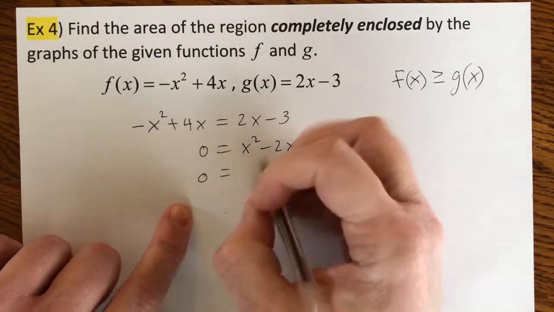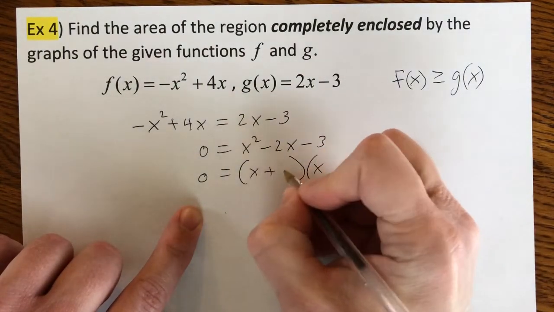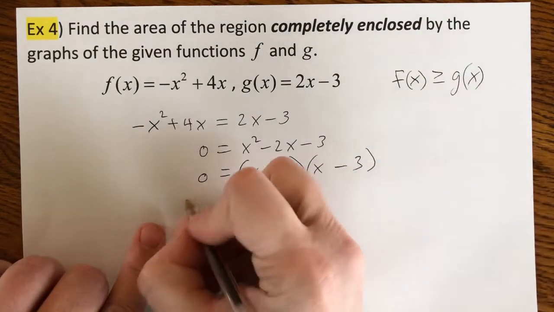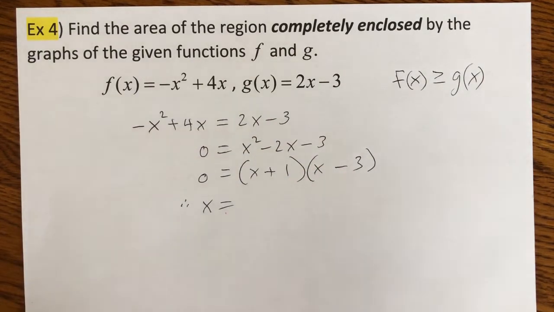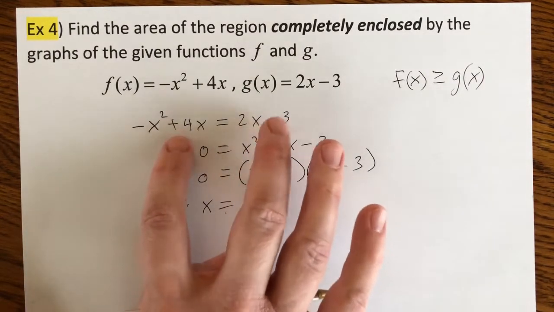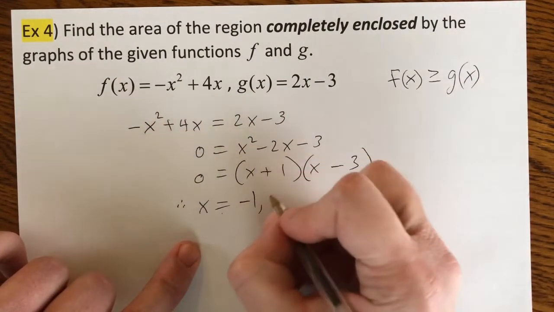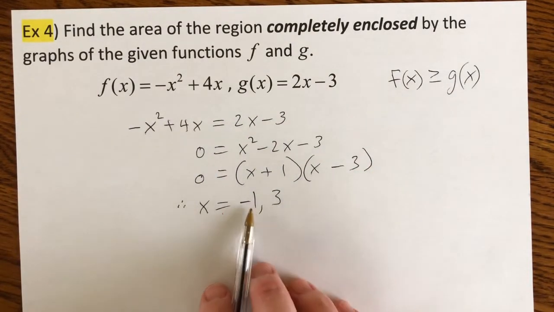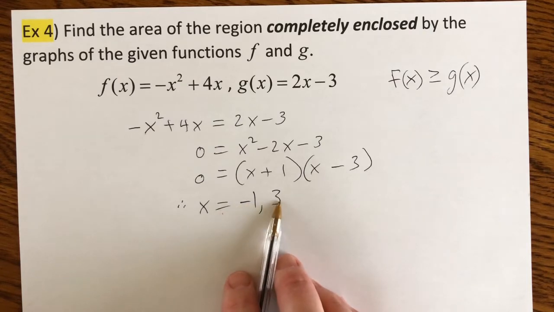Okay, hopefully this is factorable. And it is factorable. We get x plus 1, and then x minus 3. So therefore, the x coordinates of our 2 points of intersection that would exist based upon the graphs of these two functions would be what? Negative 1 and 3. These values are going to be your limits of integration. This is going to be your a value, and this is going to be your b value.